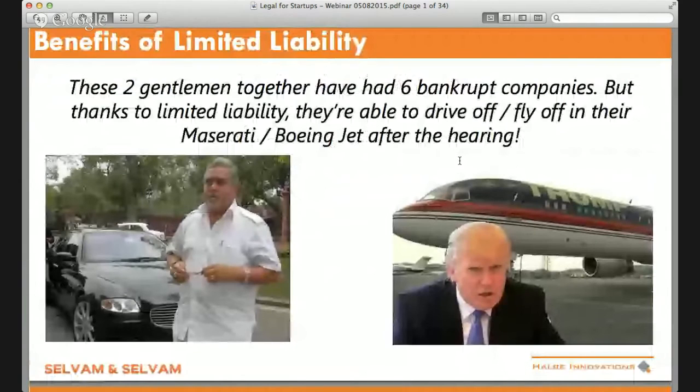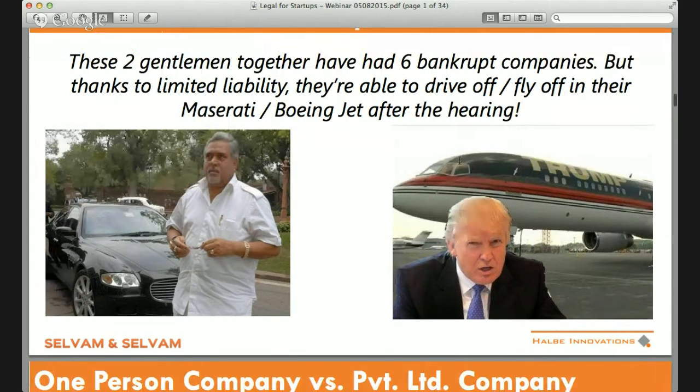Now, for today, it's slightly on the lighter side. The benefit of limited liability is that between Mr. Vijay Mallya and Mr. Donald Trump, they have 6 bankrupt companies, but they still have a great cache of personal assets like a Maserati and a Boeing jet, etc. And they were able to keep all of those because their business was separate and their personal assets were separate. The two never got intermixed thanks to what we call today limited liability.